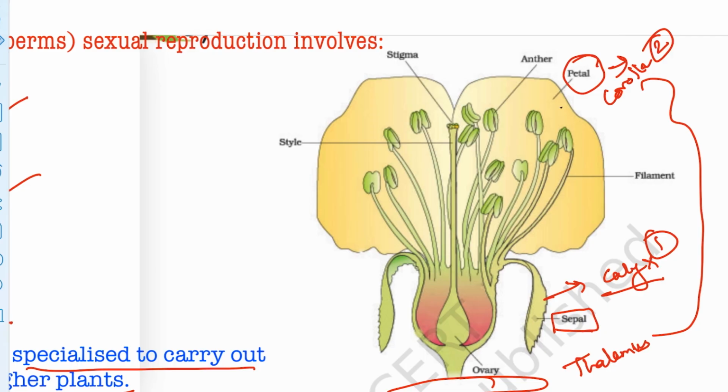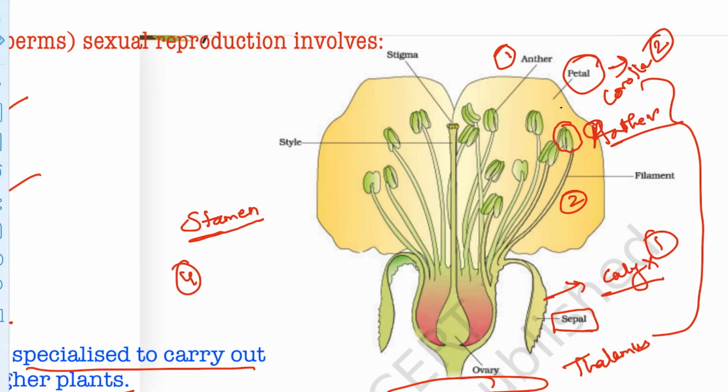Now let's talk about androecium and gynoecium. Androecium is also known as stamen if present individually. Stamen has two parts. The first one is anther and the second one is filament. Here you can see this is anther and this is filament. So this is the male reproductive part of a flower. We will discuss it later in detail.